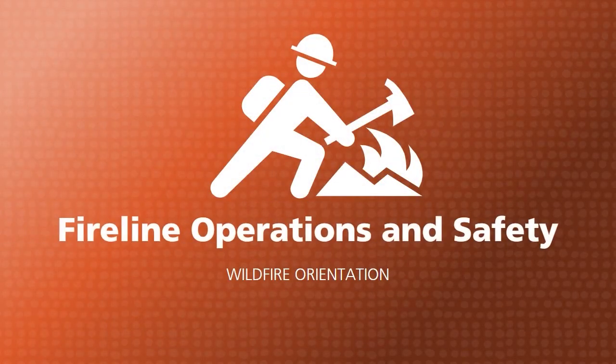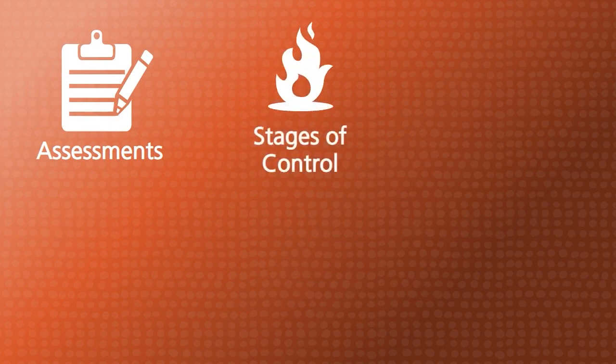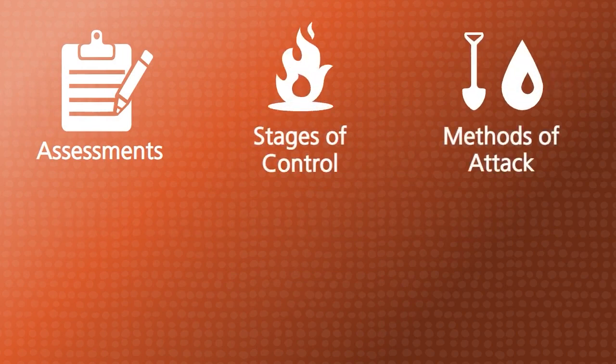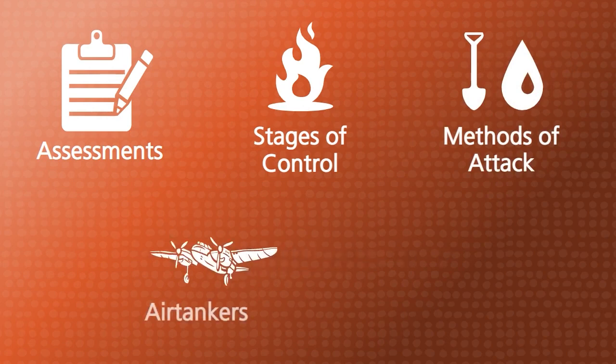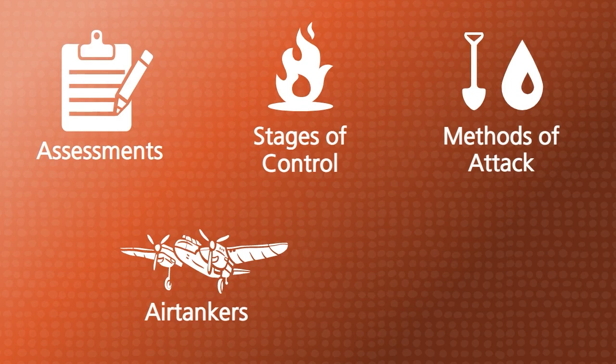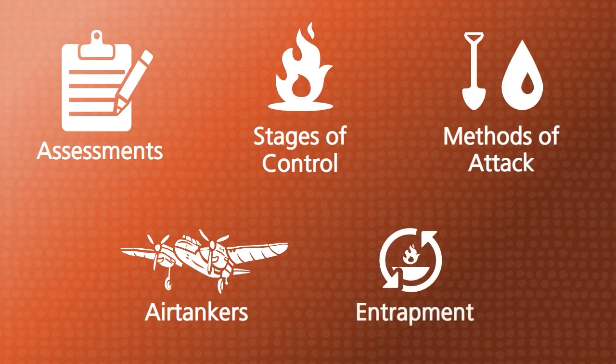Fireline operations and safety. This section is going to cover key components of fireline operations and safety, such as assessments, the stages of control, and the two methods of attack with their associated tools and techniques used for controlling the spread of a wildfire. Air tankers are commonly used to control the spread of a wildfire, so we'll be discussing what to do if you are caught in an air tanker drop. You should also be able to describe the methods used to improve your chance of survival in the event of a wildfire entrapment.